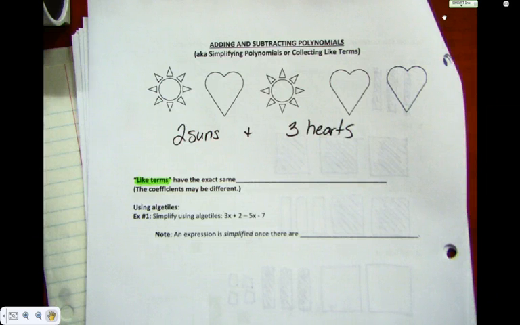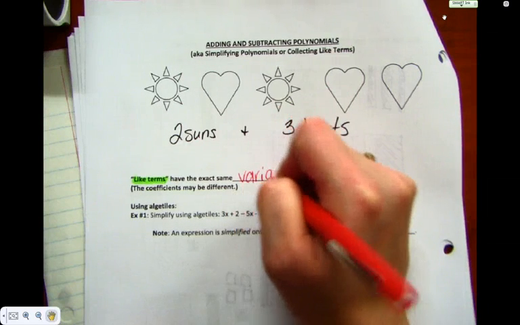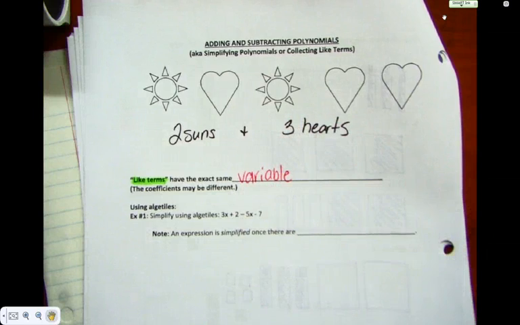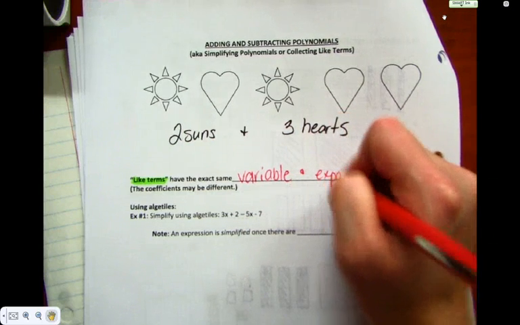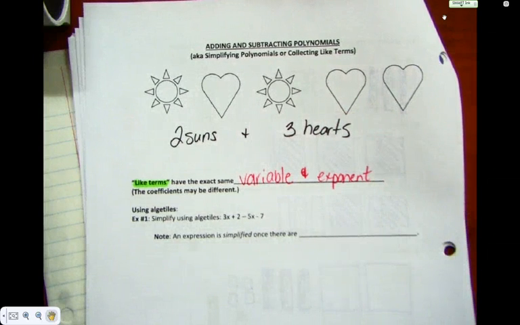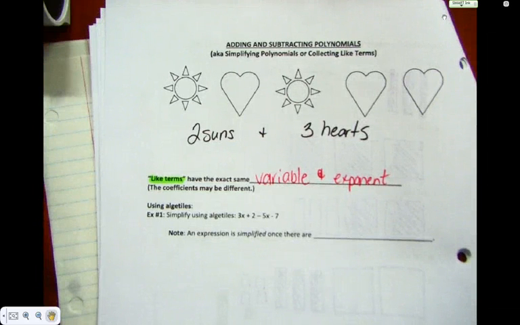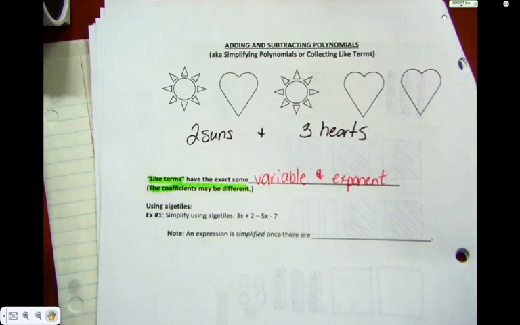So like terms have the same, what, two things? Variable and exponent. It's a little like an and, like a plus sign. An ampersand? They're called ampersands. And we just want to note the coefficients can be different. That doesn't matter.